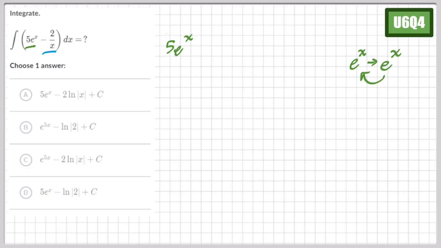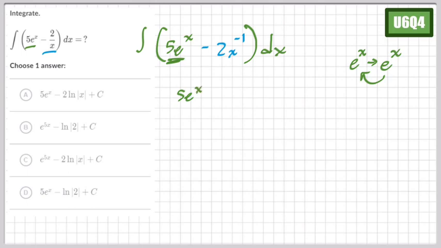Okay, so the next one, I would write it as 2 times x to the negative 1. But then we run into our first kind of problem here. But let's go ahead and do this. We have dx right here. And so we do the antiderivative of this one. It's just going to be 5e to the x.